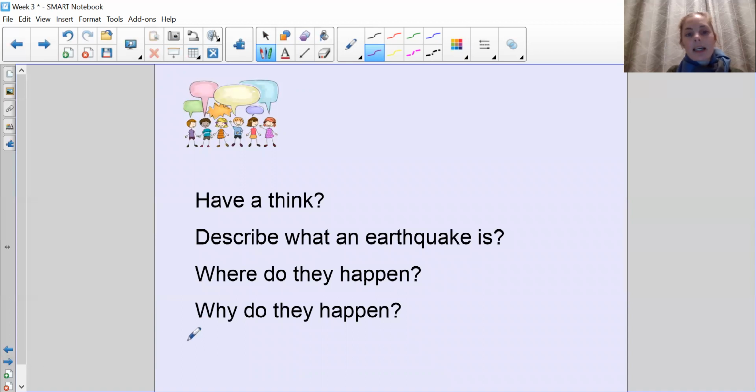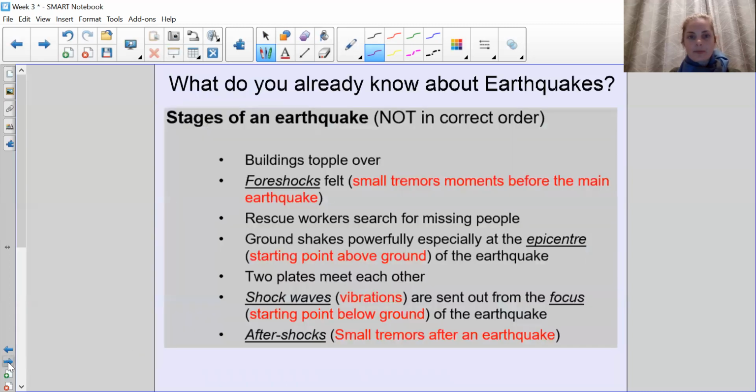Right, so let's have a think. Can you describe what an earthquake is? Where do they happen and why do they happen? Okay, so have a think about those questions and have that in your mind as we go forward. So just have a real little think about those. Okay. So what do you already know about earthquakes? These are not in the correct order. So can you now put these sentences into the correct order?